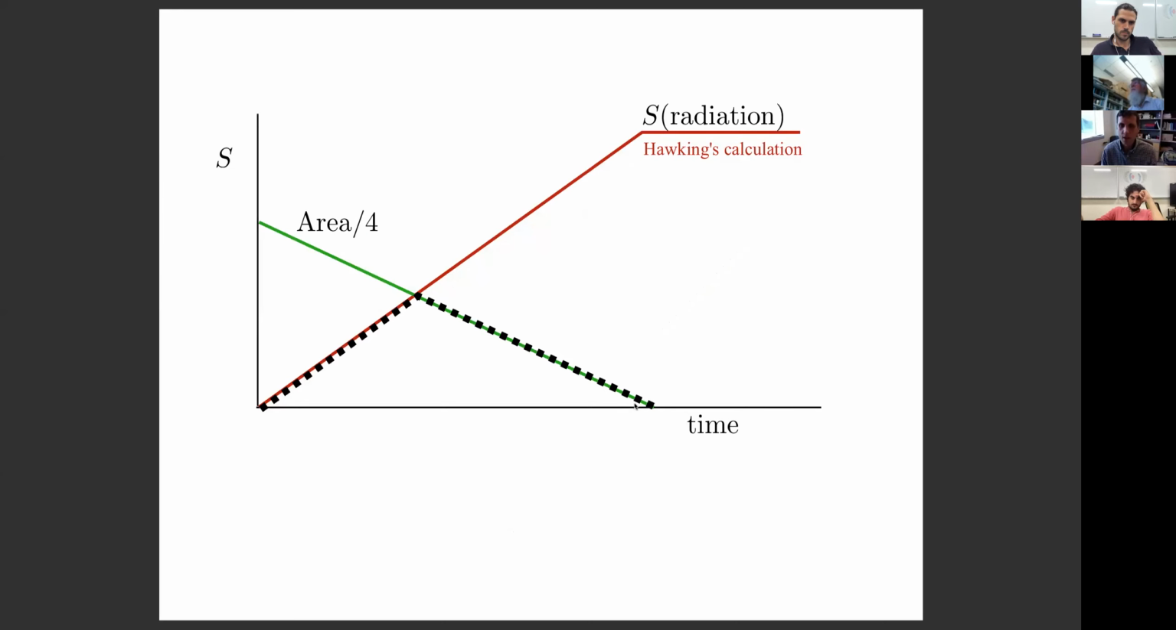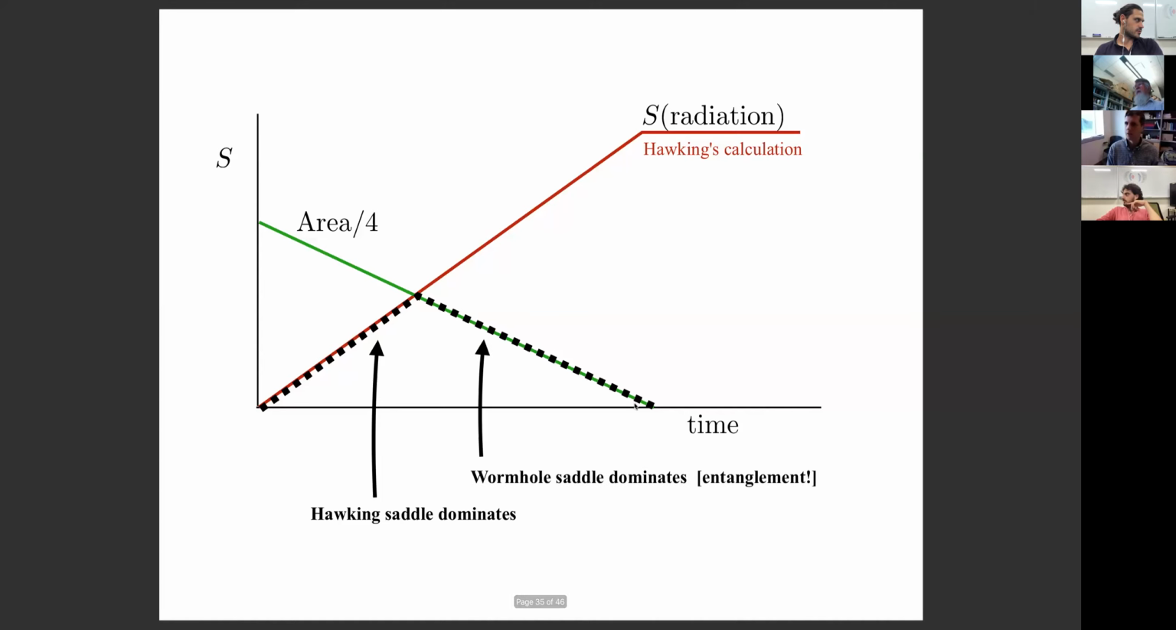If we return to the Page curve, then the conclusion is that at early times, the Hawking saddle in the replica calculation dominates the path integral, but there's an exchange of dominance when the entropy of the Hawking radiation becomes too large. And then the wormhole saddle takes over and gives you the decreasing part of the Page curve.